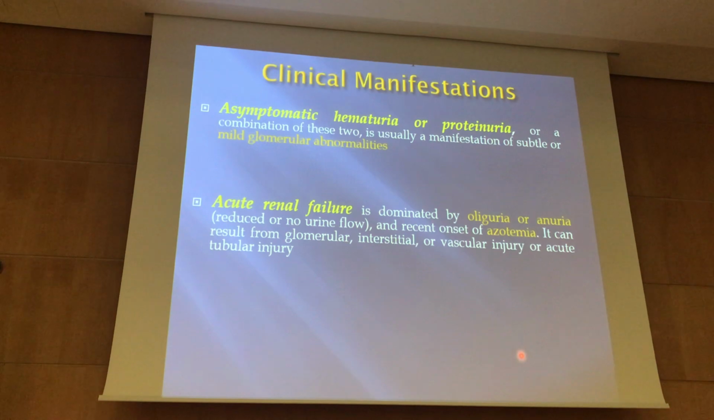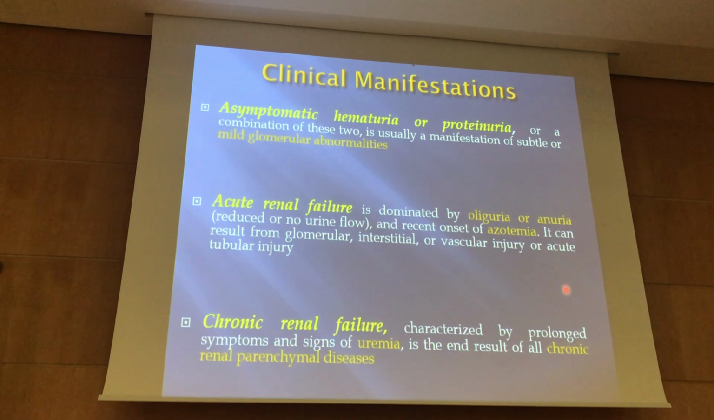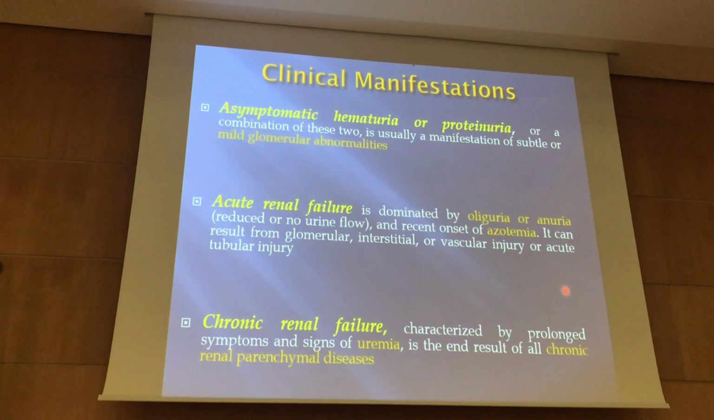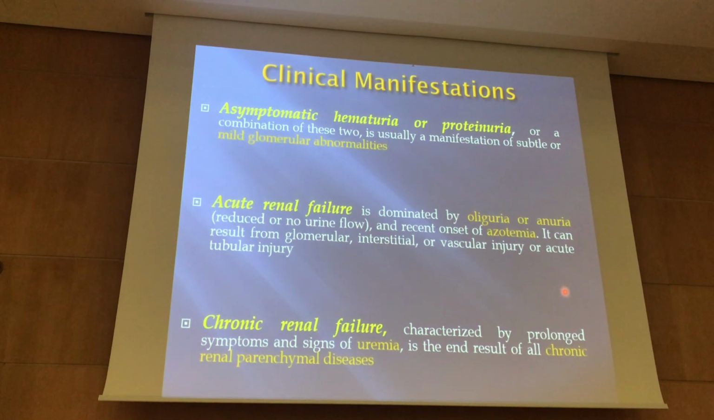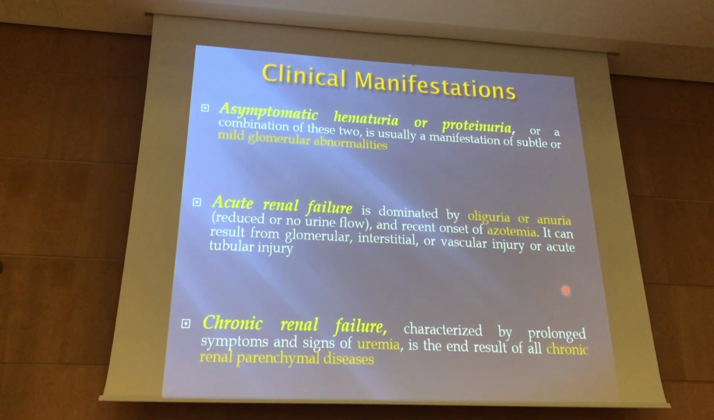Okay? So we have azotemia. It can result from glomerular, interstitial or vascular injury, or acute tubular necrosis or injury. Finally, we have chronic renal failure characterized by prolonged symptoms of uremia, signs and symptoms. So now we have both signs and symptoms. And there is an end result of chronic renal parenchymal disease. So every renal parenchymal disease whatsoever, which we are now discussing, ultimately goes to chronic renal failure, right?